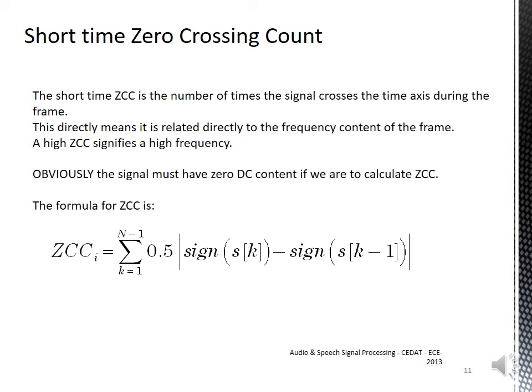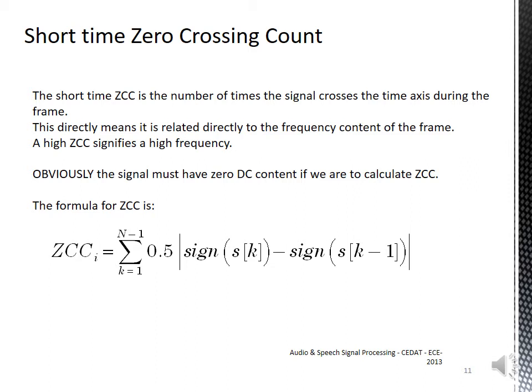That is what we mean by having zero DC. Having 0 DC content means that the average value is 0. That means that the signal is uniformly distributed. The energy below the time axis is equal to the energy above the time axis.